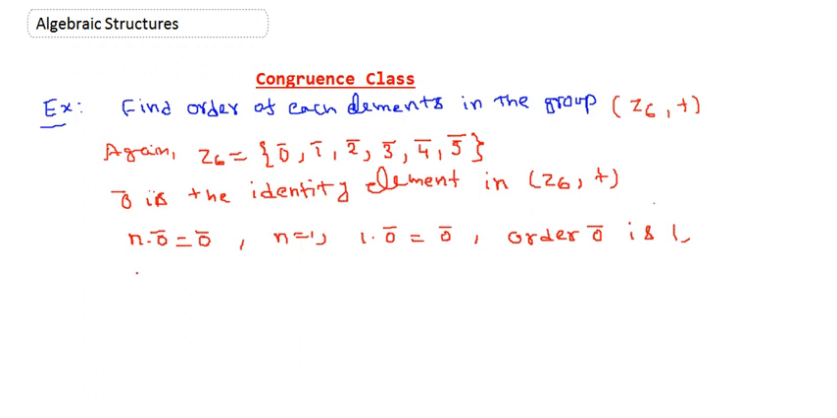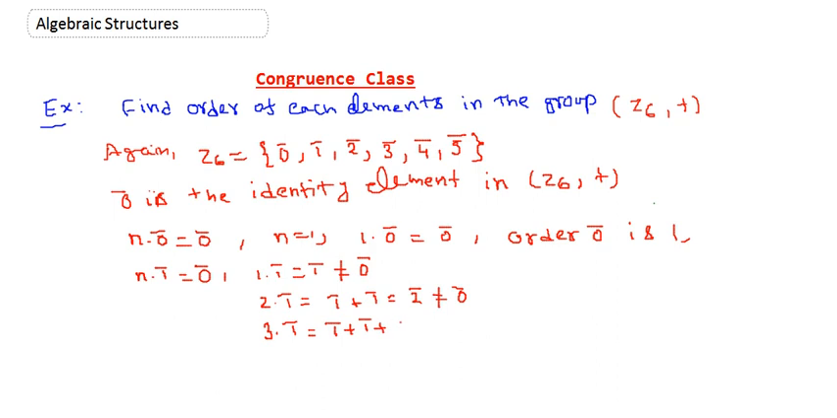Next we're going to find the order of 1 bar. How many times do we have to add 1 bar with itself to get 0 bar? We are finding the least number of times. If I add 1 bar once, it is just 1 bar, which is clearly not equal to 0 bar. Now 2 into 1 bar means we are adding 1 bar with 1 bar, so we get 2 bar, which is clearly not equal to 0 bar in this group. Now if I add 1 bar 3 times, we get 1 bar plus 1 bar plus 1 bar, which is 3 bar. We know that 3 bar and 0 bar are distinct elements, so 3 bar is unequal to 0 bar.